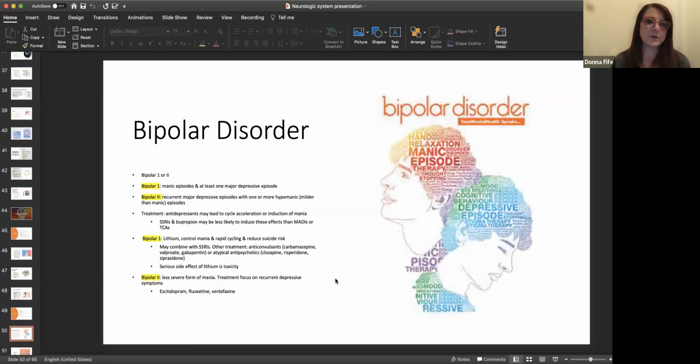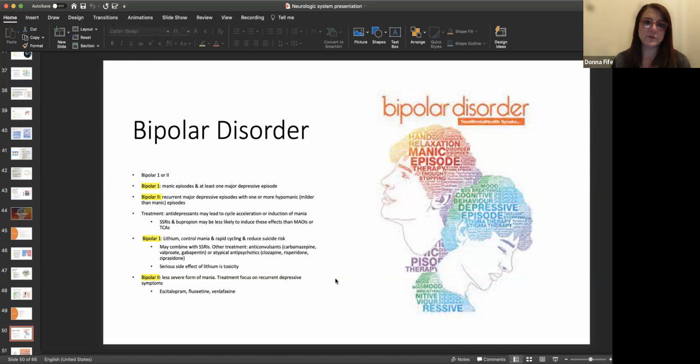Now, bipolar disorder, we have 1 or 2. Bipolar 1 involves manic episodes and at least 1 major depressive episode. Bipolar 2 involves recurrent major depressive episodes with 1 or more hypomanic episodes, which are milder than manic episodes. For treatment, it's important to note that antidepressants may lead to cycle acceleration or induction of mania, so this needs to be treated cautiously. SSRIs or bupropion may be less likely to induce these effects than MAOIs or TCAs.